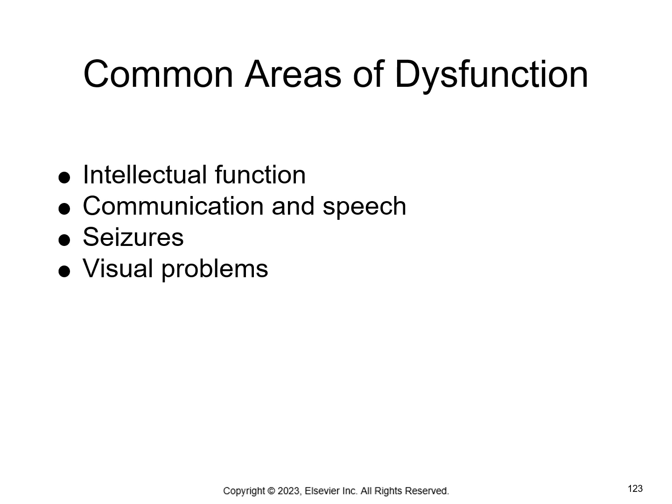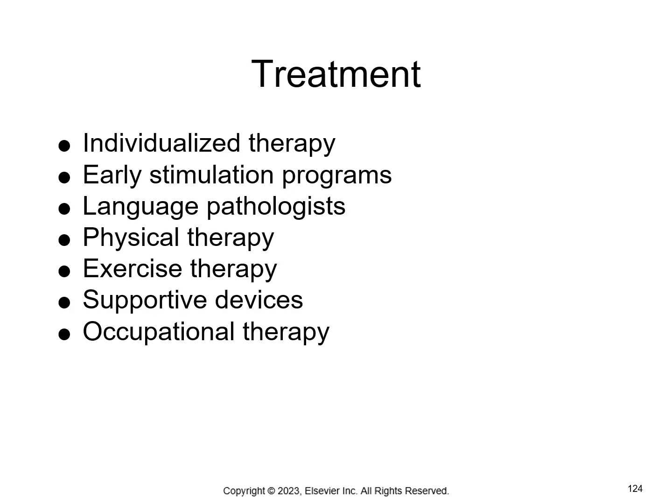Some other common areas of dysfunction are intellectual function. It varies from normal intelligence to severely cognitively disabled in a small percent of cases. Communication and speech become difficult because of motor disabilities, seizures, visual or hearing deficits. So to treat cerebral palsy, we have individualized therapy because everybody is going to have different areas of damage and different effects. We're going to do early stimulation programs, language pathologists, physical therapy, exercise therapy, use supportive devices, and occupational therapy.